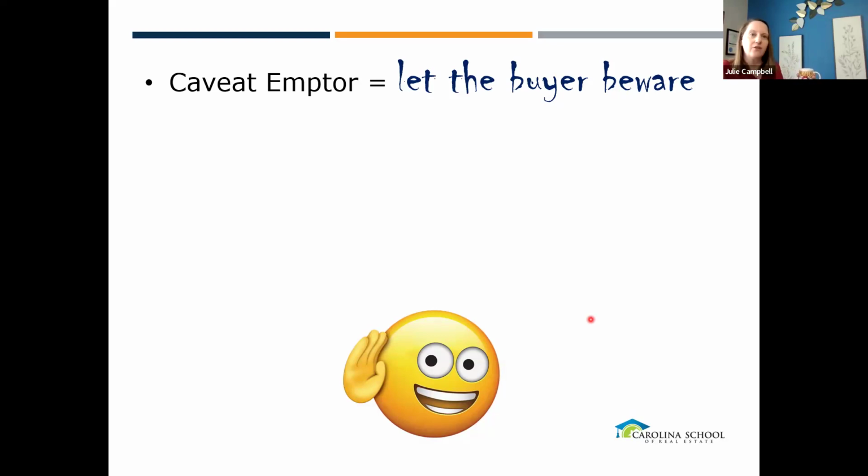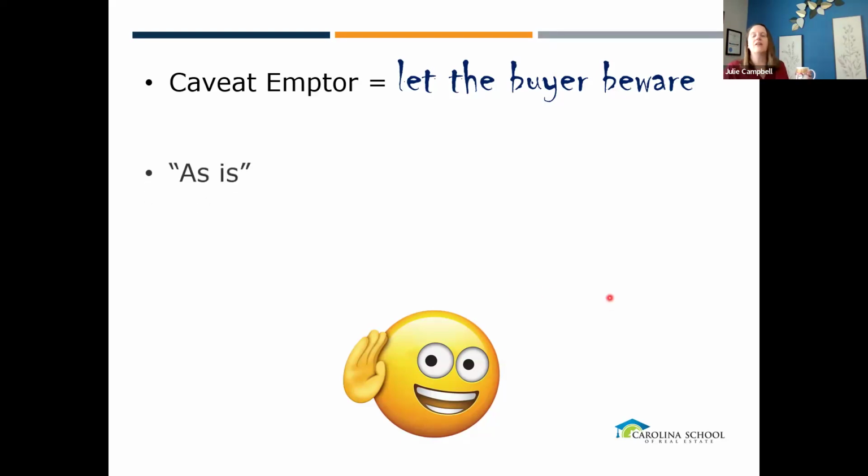It is not the seller's responsibility to disclose. The onus to learn about the property is on the buyer. And when the buyer hires an agent, we take on that responsibility with them. Caveat emptor means let the buyer beware.